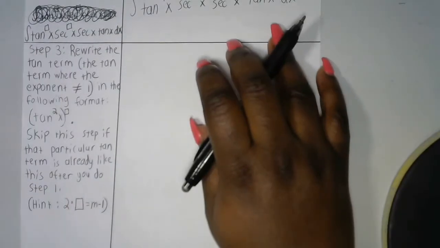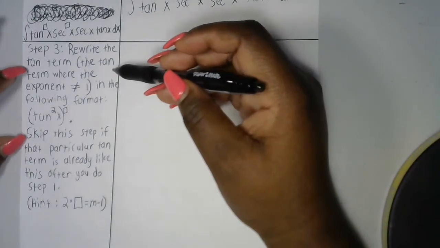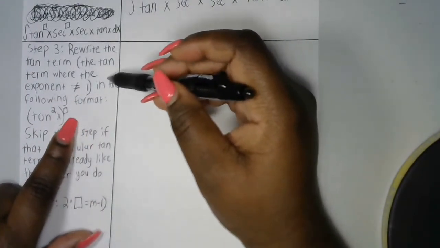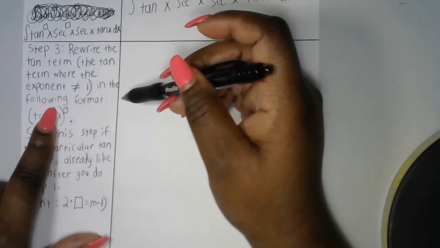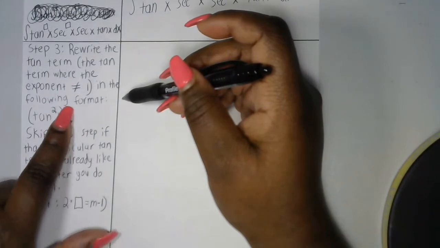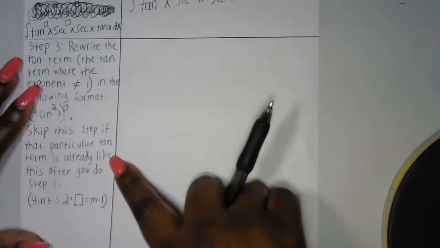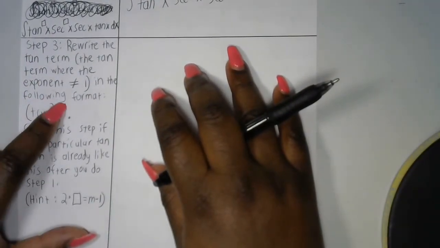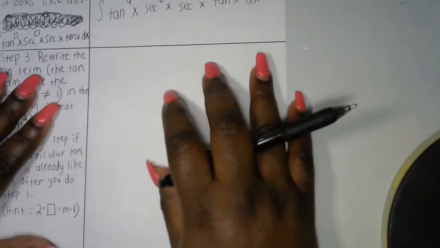So for step 3, what we're going to do is rewrite the tan term where the exponent does not equal 1. And we're going to rewrite that tan term in the following format. This format right here: tan x squared, and this whole thing to the power of something. You can skip this step if that particular tan term is already like this after you do step 1. And a little hint, 2 times this box right here should be equal to m minus 1. Alright, so let's get into it.